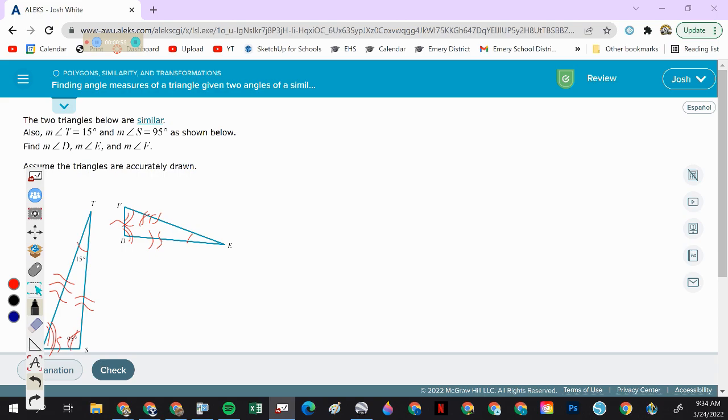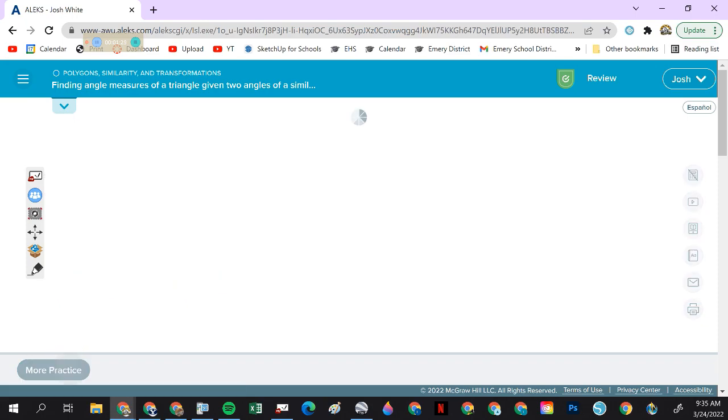So if S is 95, then D also has to be 95. And if T is 15, then E has to be 15. What about F? How did you get 70? Yep. 15 and 95 make 110. 180 minus 110 would be 70. Piece of cake.